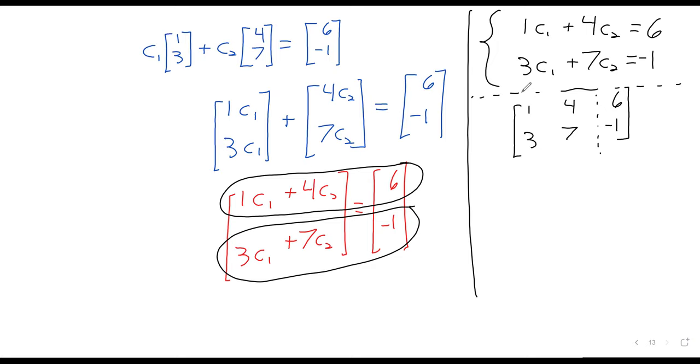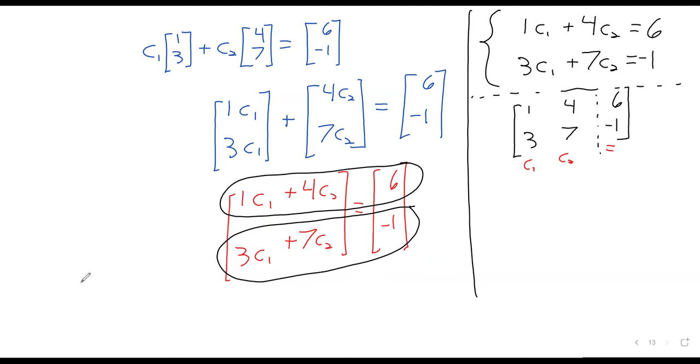So again, remember when we have an augmented matrix, our columns correspond to unknowns, except for the last column, which corresponds to equality. And let's perform the Gauss-Jordan elimination, not by hand, but using our calculator.